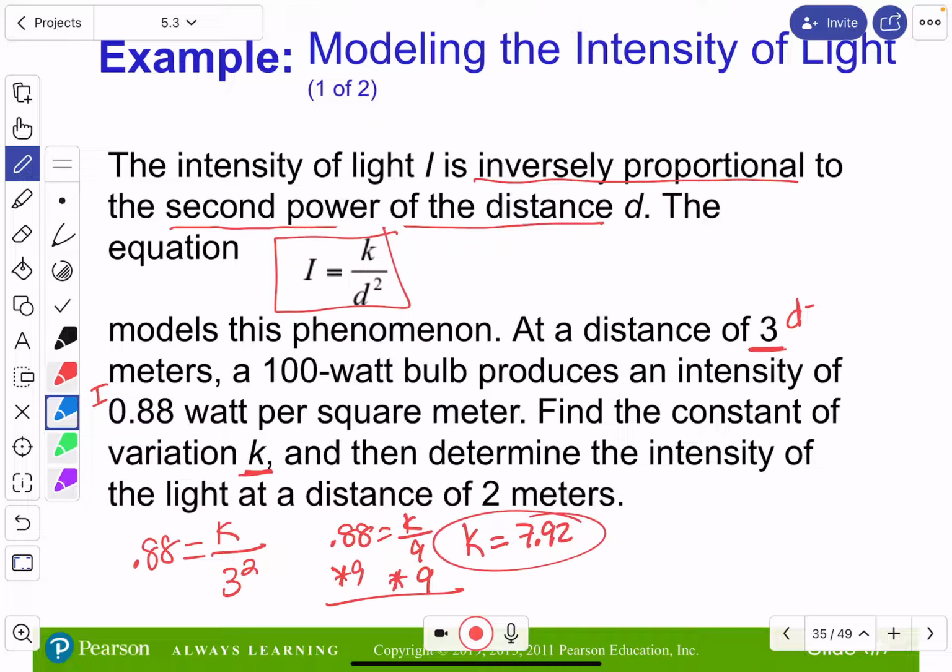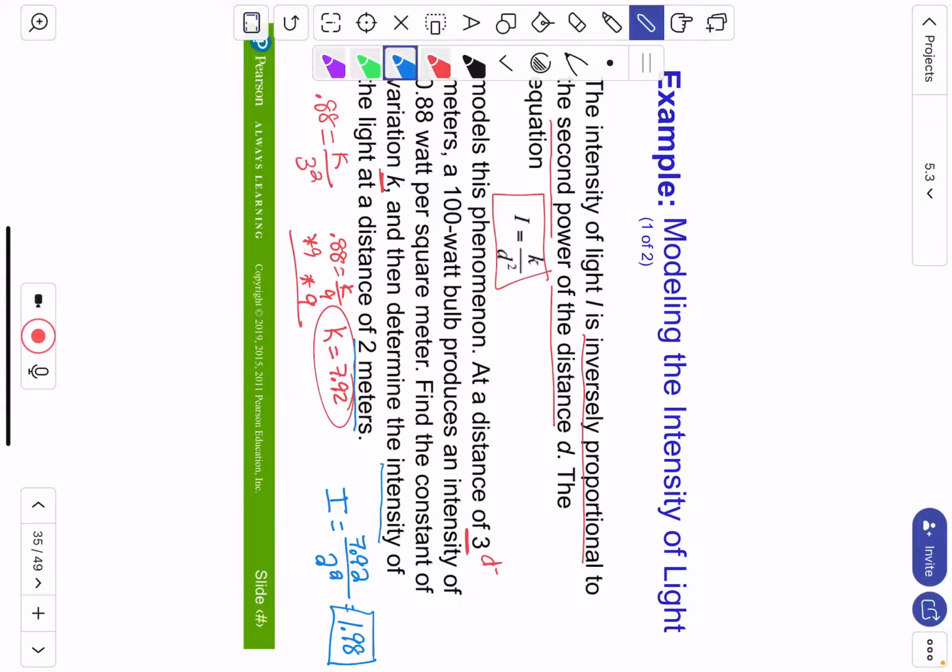Now we want to find the intensity when the distance is 2. So we're looking for I. We just found K, and our distance is 2. So now we're going to do 7.92 divided by 2 squared, which gives us 1.98. So the intensity 2 meters away is 1.98.